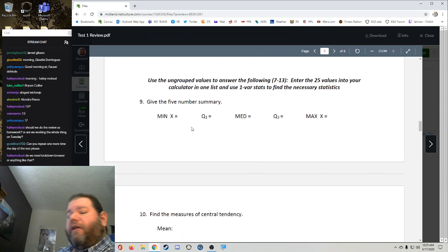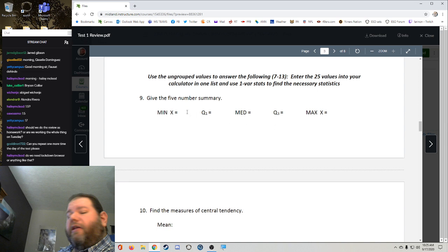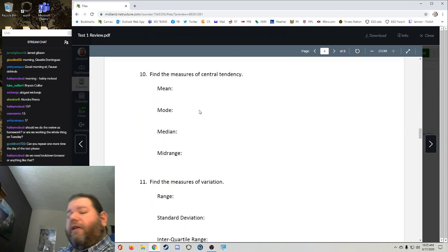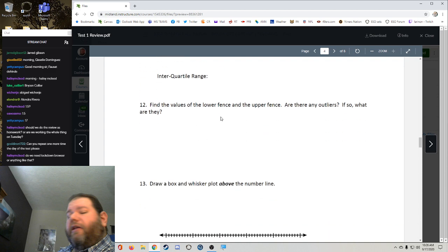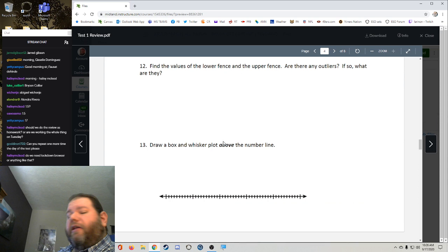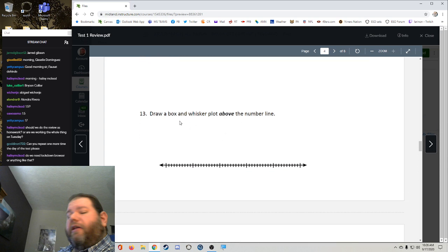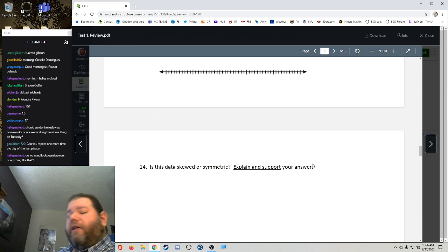These are basically fill in the blank problems. We have a 5-number summary, measures of central tendency, measures of variation, which I've called range, standard deviation, and interquartile range. Calculate the lower fence and upper fence. Are there any outliers? And draw a box and whisker plot above the number line.